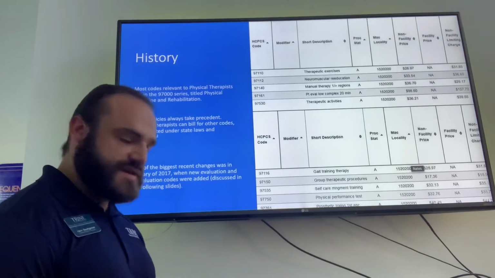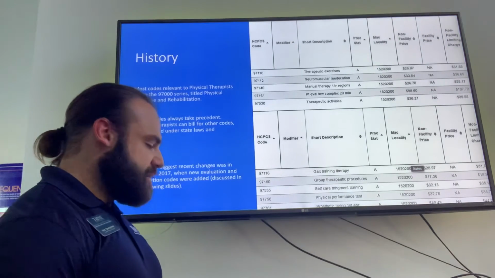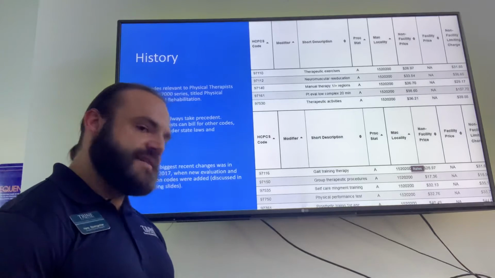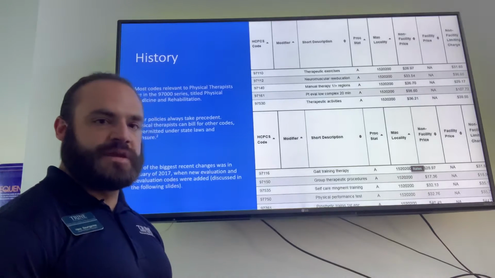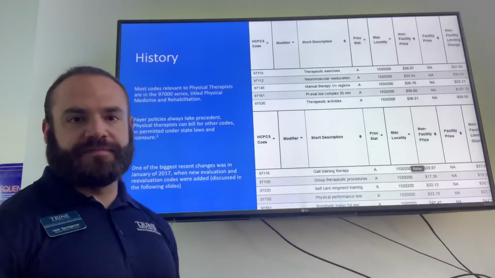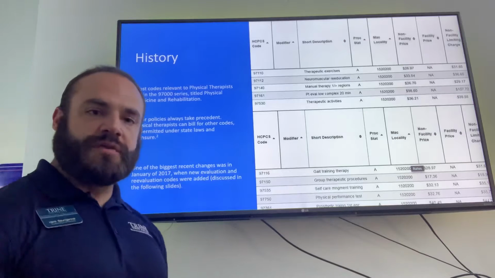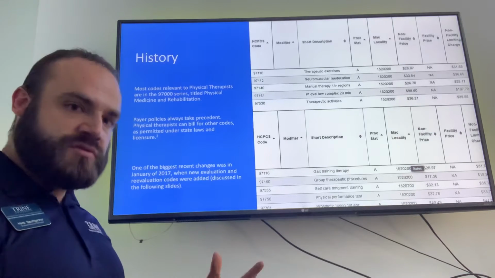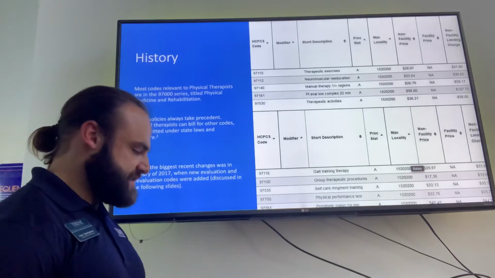Continuing the history, most of these codes for PTs are in the 97,000 series, titled Physical Medicine and Rehabilitation. Payer policy is always going to take precedent. So if you have a contract with a different insurance company that doesn't use the same types of codes, then you will use that, not the CPT codes.